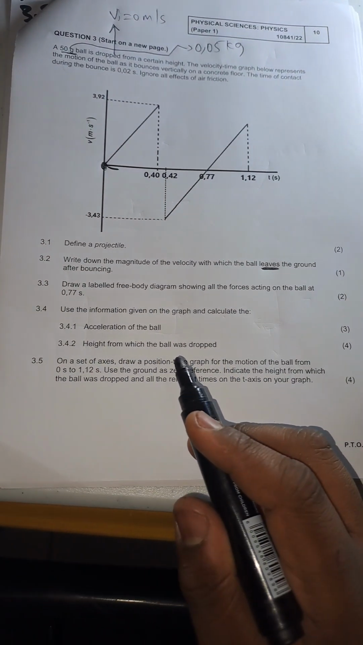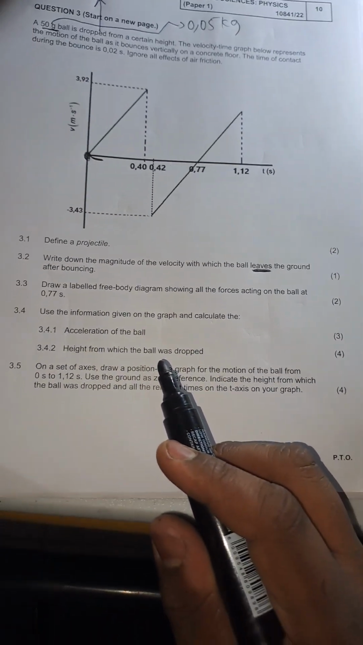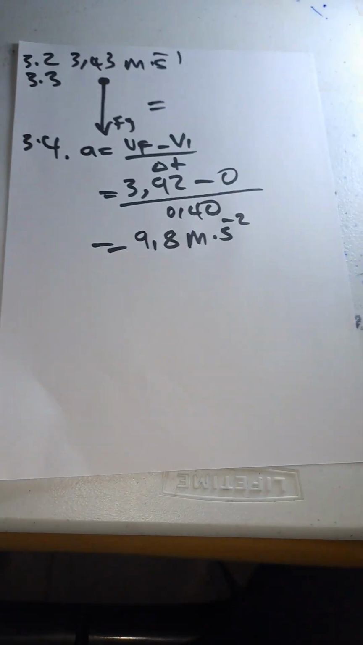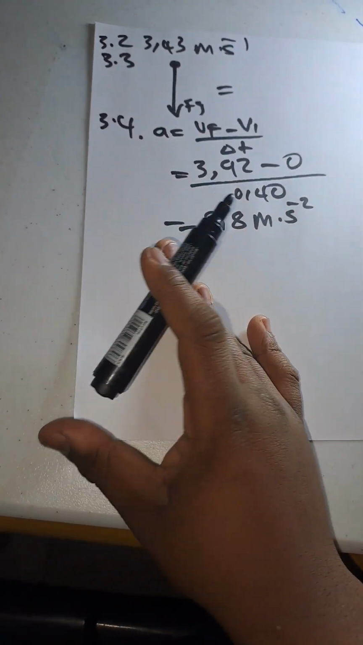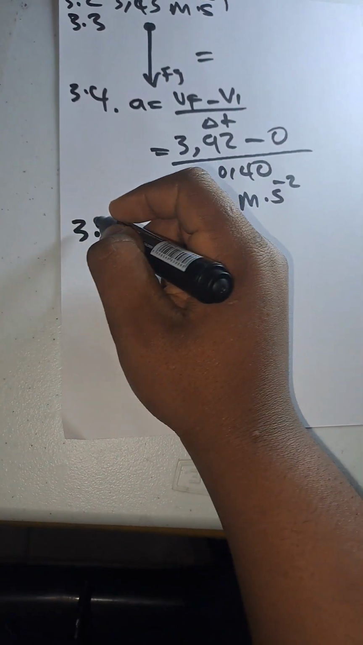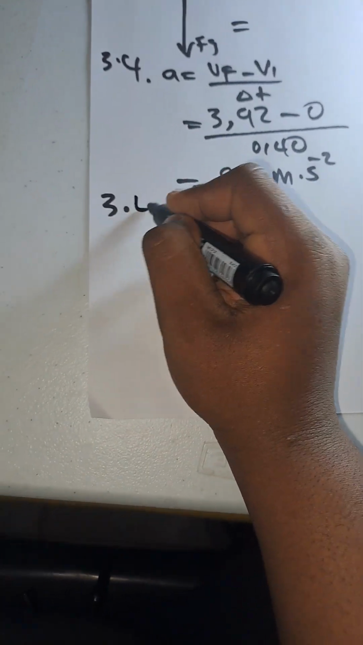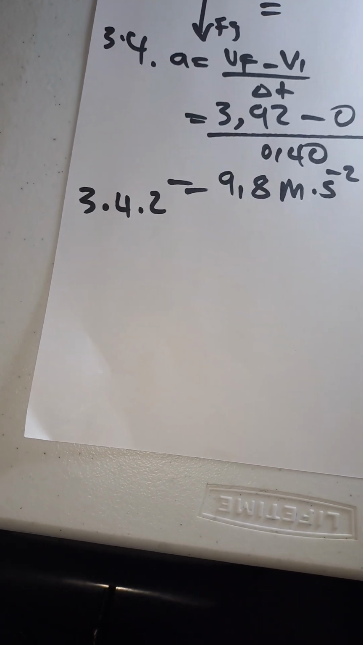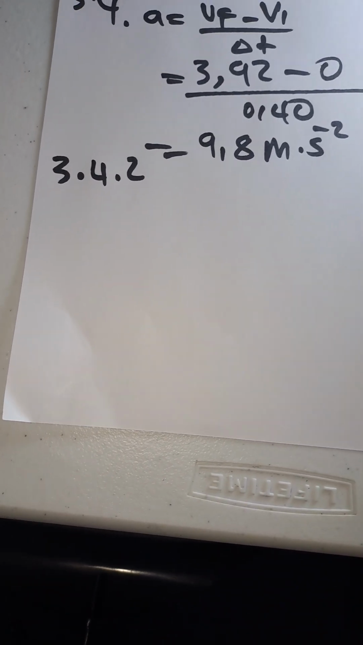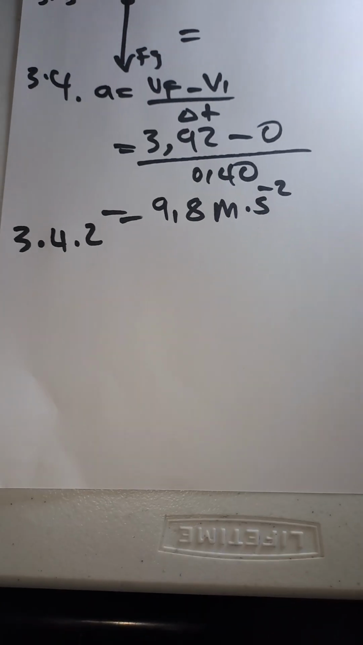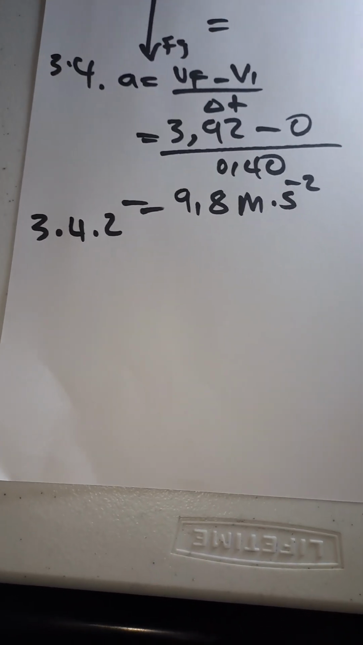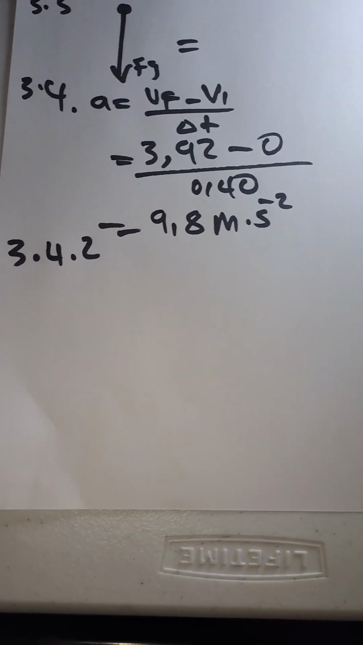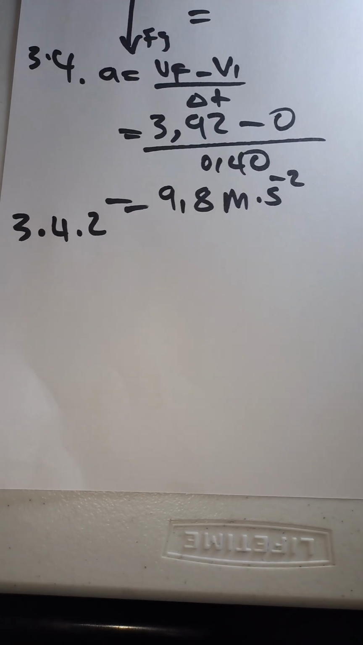The height from which the ball was dropped, they want the height. Okay, so now I'm going to simply remove that paper there, and I want us to focus here for 4.2. So guys, as you can see, I have my final velocity, right? And then I have my initial velocity, right? So now it's going to be very, very simple for us.